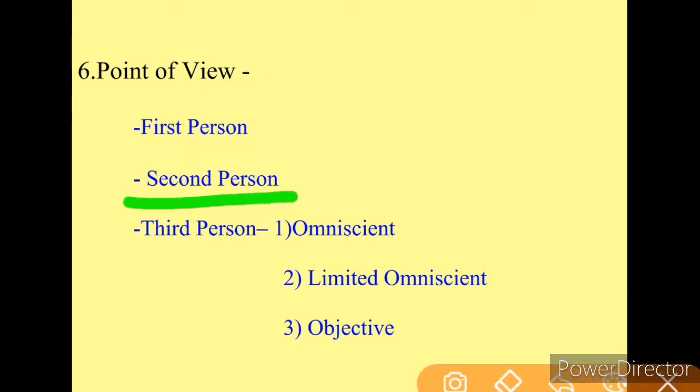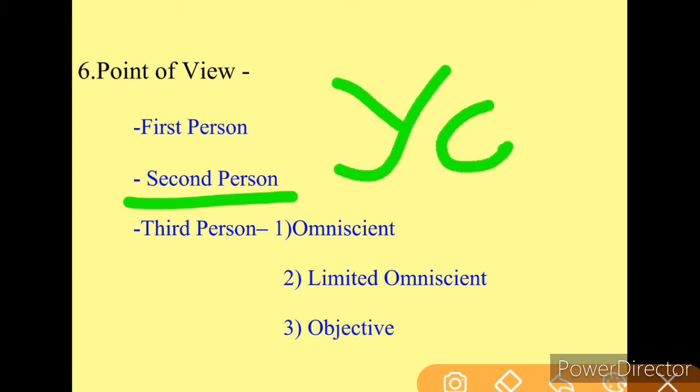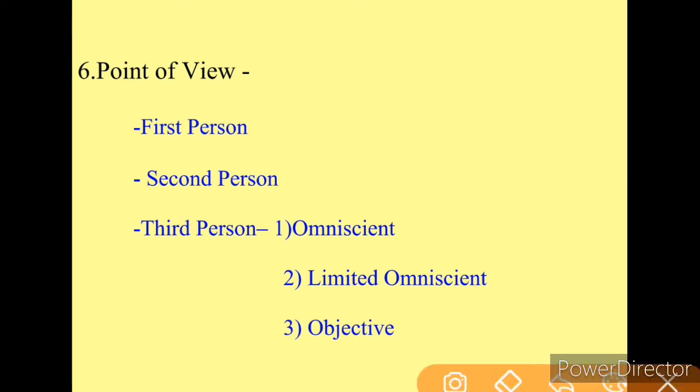Then second person, the story is told about you. For example, you could see the anger in her eyes. So the author can narrate the story using a godlike position in which he can see into the minds of the characters. Then we have third person.